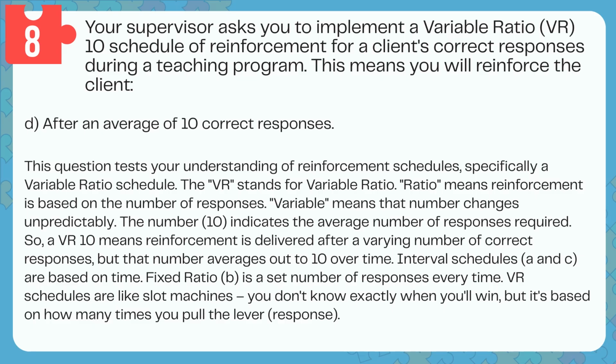10 over time. Interval schedules, A and C, are based on time. Fixed ratio, B, is a set number of responses every time. VR schedules are like slot machines. You don't know exactly when you'll win, but it's based on how many times you pull the lever, response.